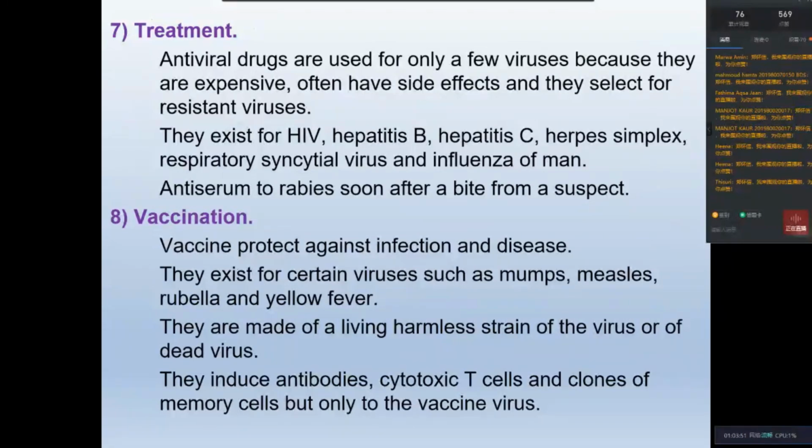So that's the vaccine. And the last point is insect control. Some viruses are transmitted by insects like mosquitoes. We can control the insects to control the viral transmission. For example, during the outbreak of Zika virus, we know that they are transmitted through mosquitoes, so we can kill the mosquitoes to control the virus.